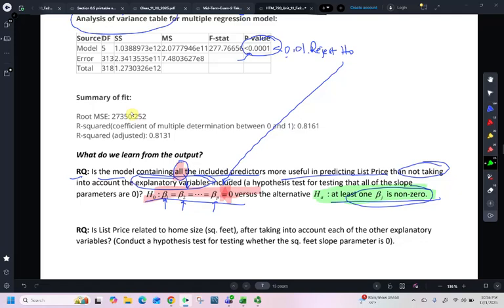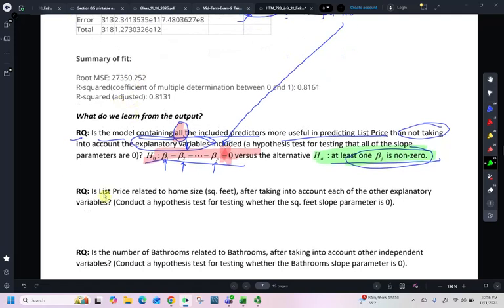What if we don't want to test all of them at once? What if we just want to test one individual explanatory variable to see if it is statistically significant in explaining the list price response variable?